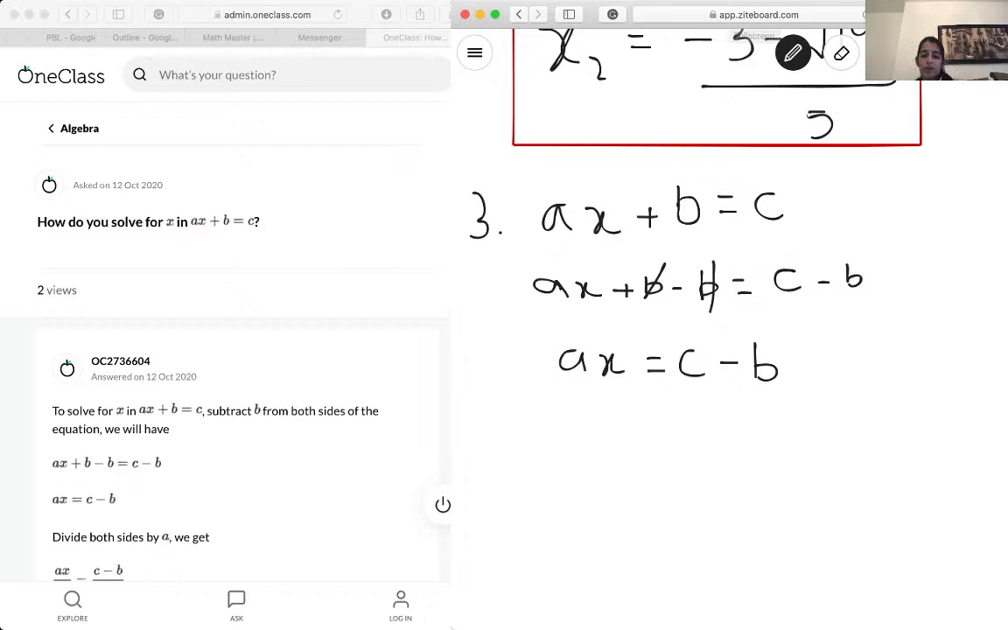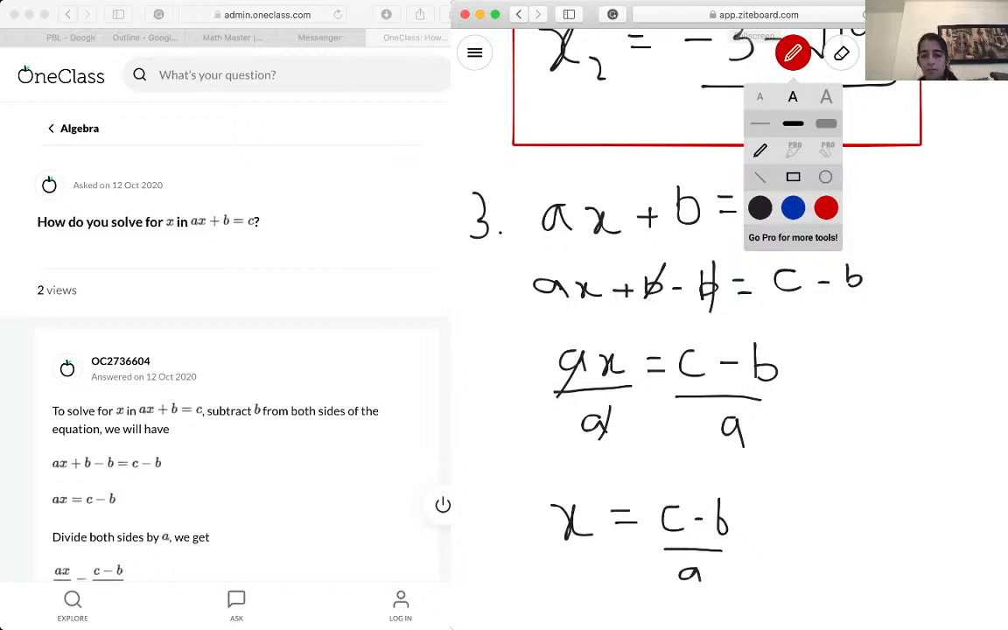The next thing to get rid of is a, and we can do that by dividing by a on both sides. So if we divide this side by a, I have to divide this side by a. These cancel out, and we're left with x equals c minus b over a, as our final answer.